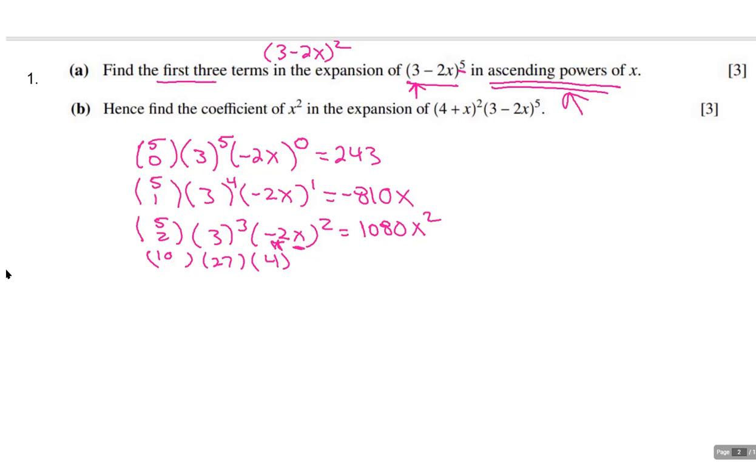Yeah. All right, so that's the answer to A. I could write it like this, or particularly it would be written as a polynomial: 243 minus 810x, and then plus 1080x squared. Okay? This is a formula. Let me see if I can find it.